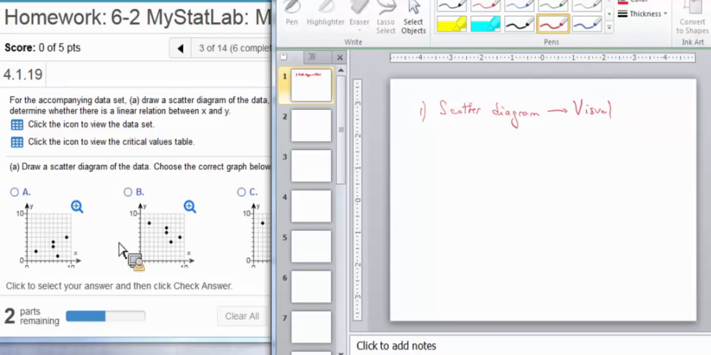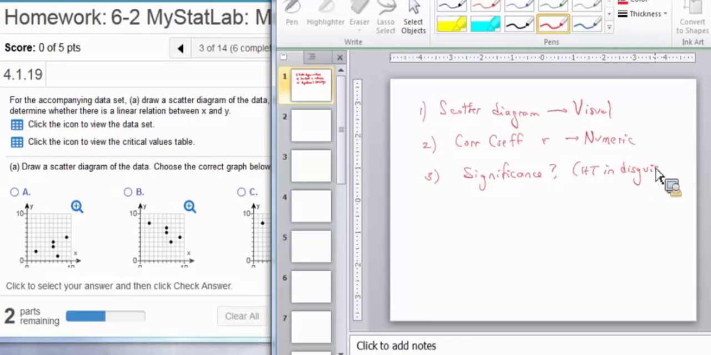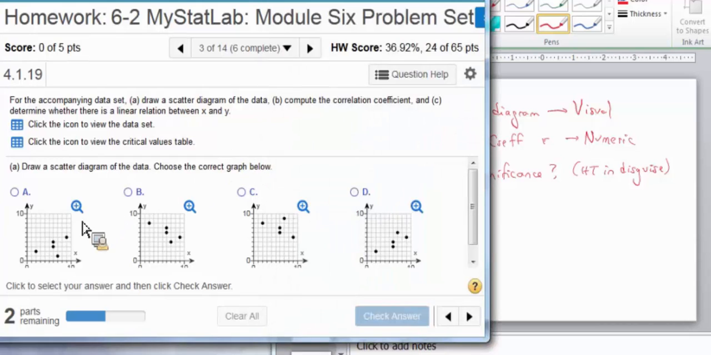You can see the possible scatter diagrams in part A. Compute the correlation coefficient. That's what we almost always call little r. So that's a numeric description. And then make an assessment of the significance. So this is a hypothesis test in disguise. We know that it's a hypothesis test, but if you are doing the sections of the book in order, it hasn't been covered yet. Okay, so let's figure out which one of these is the scatter plot.